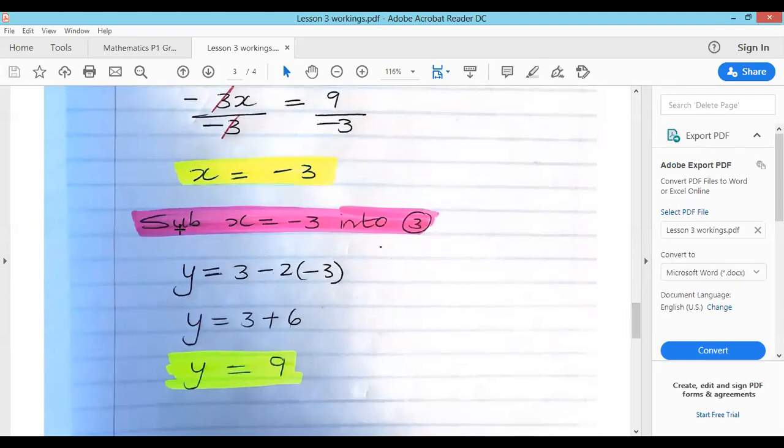We must sub x equals -3 into equation 3, the one that said y is equal to 3 minus 2x, basically. So where there is x, you must put -3 because you have got your working as -3.